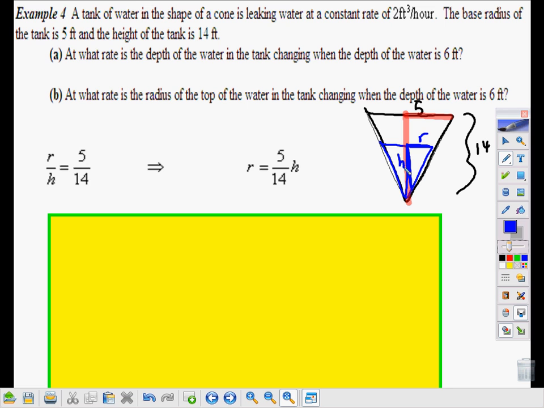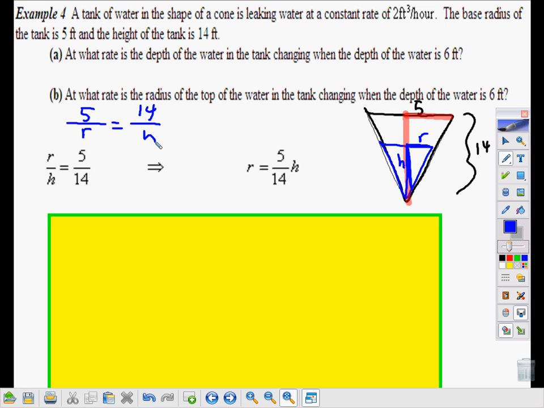You have a couple options here. You could have done radius to height, or radius to radius equals height to height. That's your other option, Stan. So can I put 6 in for h? No, you cannot, because 6 changes. Never put in 6 before you take the derivative. Never put in 14 on this problem before you take the derivative. That's the tricky part of these.